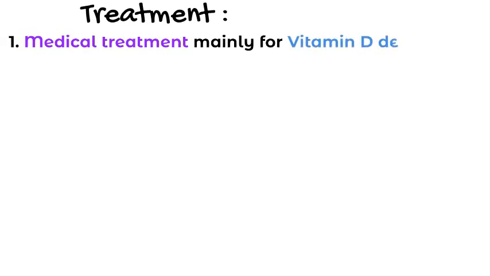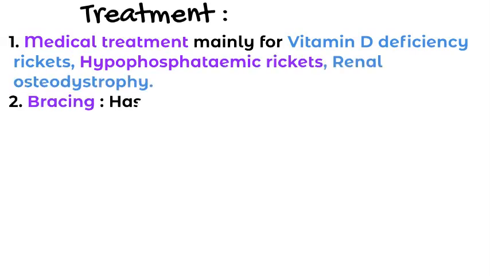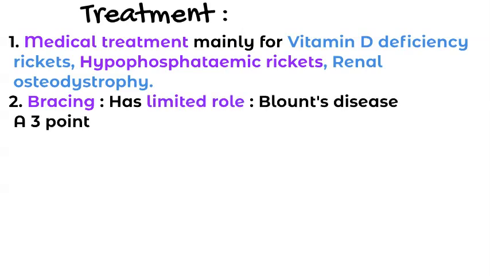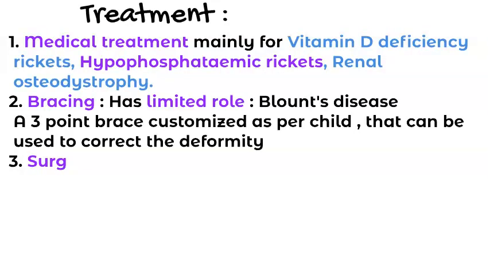Regarding treatment. Number 1, medical treatment mainly for vitamin D deficiency rickets, hypophosphatemic rickets, renal osteodystrophy. Number 2, bracing. It has a limited role. In Blount disease, a 3-point brace customized for the child can be used to correct the deformity.